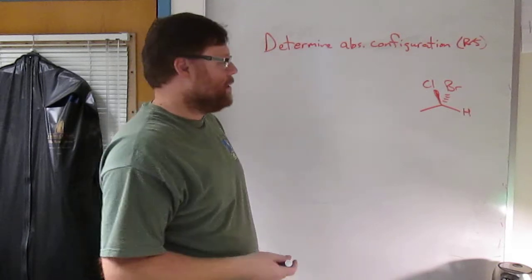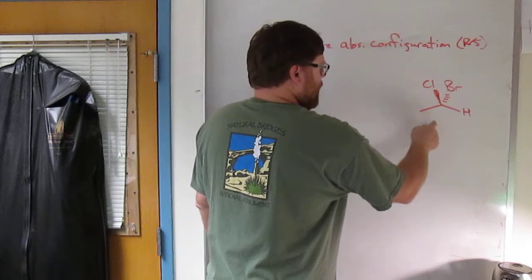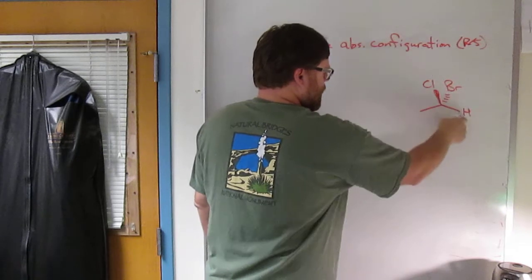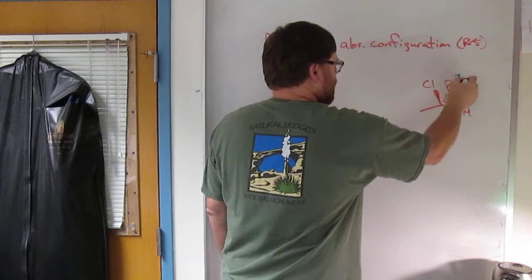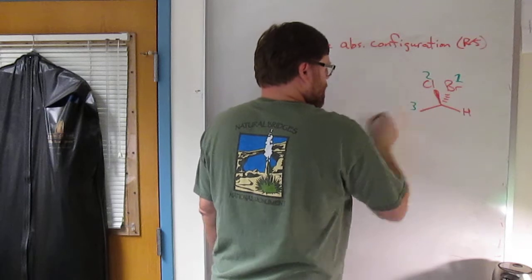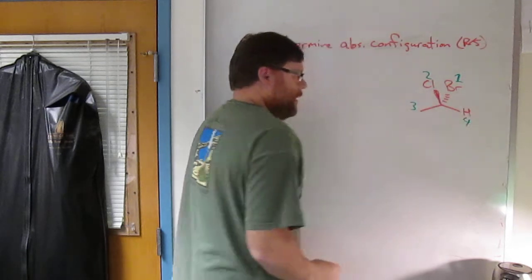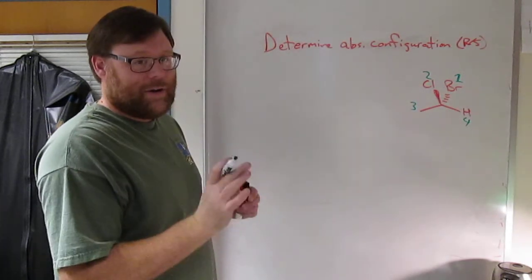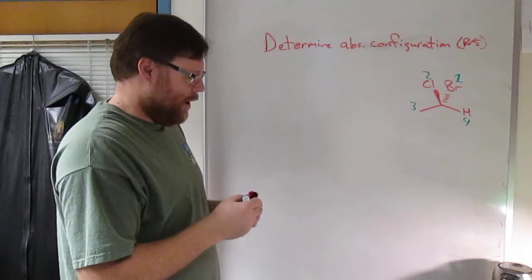Now assign priorities. Atomic weight, first point of difference. Bromine, chlorine, carbon, hydrogen. So you don't have to go very far. Bromine's heaviest, chlorine's next, carbon is third, hydrogen, as always, will be 4. If there's a hydrogen on a chiral atom, it's going to be the low priority group.